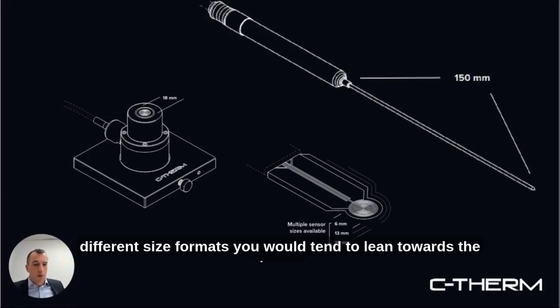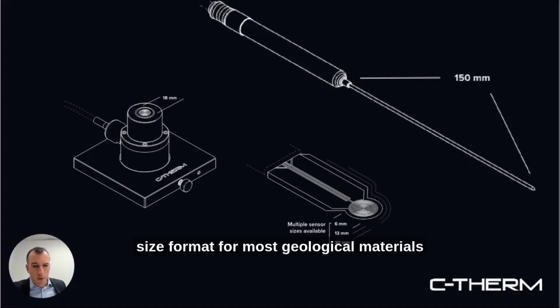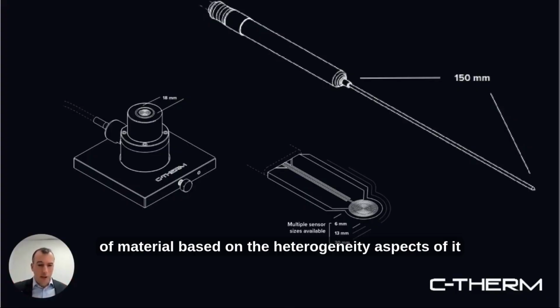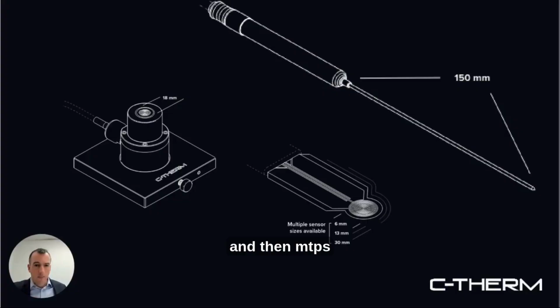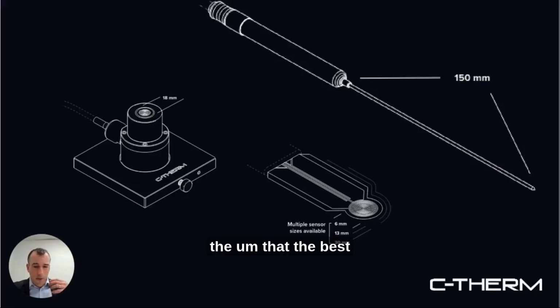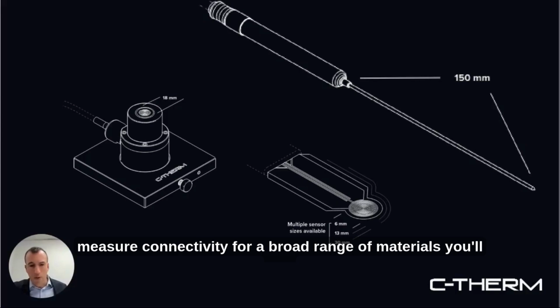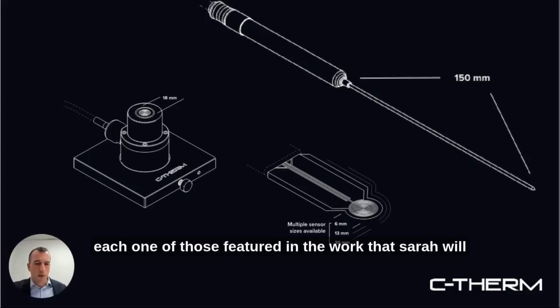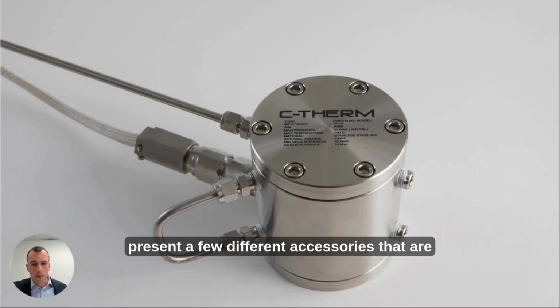You would tend to lean towards the larger size format for most geological materials, where you want a larger evaluated volume of material based on the heterogeneity aspects of it. And then MTPS is the one on the left, and that's the simplicity, the best precision and reproducibility, easily measure conductivity for a broad range of materials. You'll see each one of those featured in the work that Sarah will present.